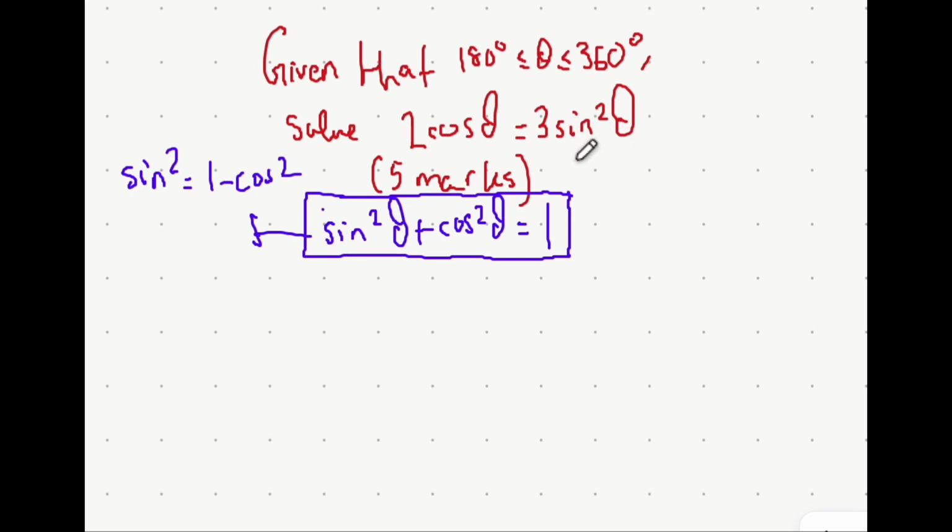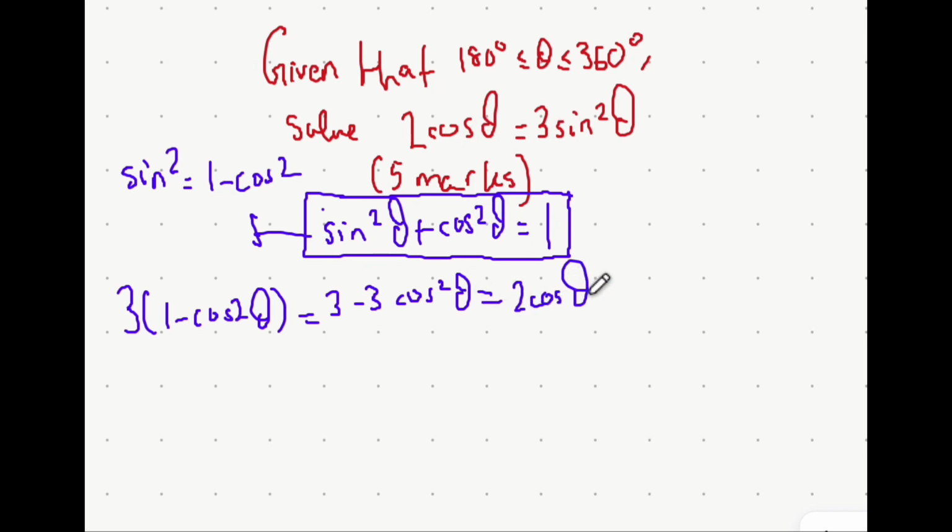From there, you can replace 3 sine squared theta, because you can say that 3 times everything on the right hand side, 1 minus cos squared theta, which you can just expand out the brackets here. That would be 3 take away 3 cos squared theta. All of that is equal to what's on the other side of the equation, 2 cos theta.